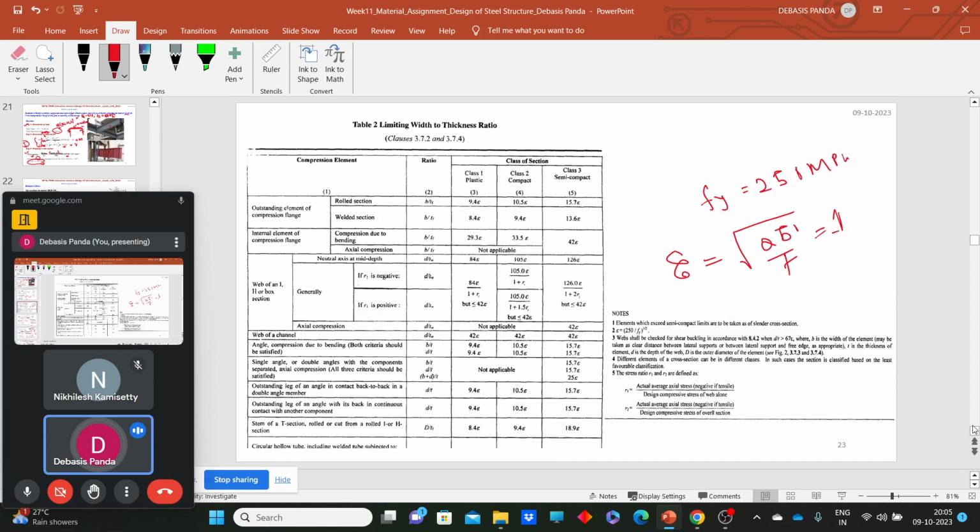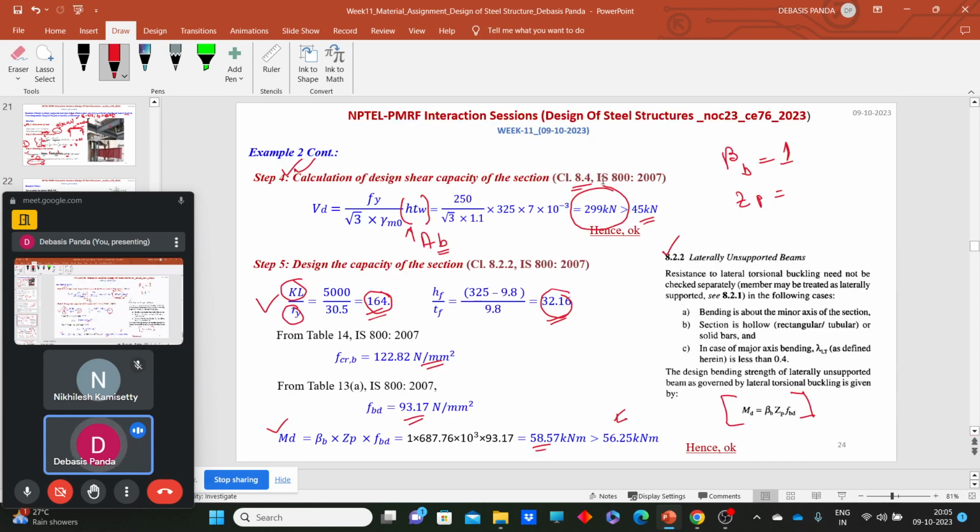So design shear capacity we can check using clause 8.4, and obviously your design shear capacity should be more than the factored shear force which is generated. Similarly we need to calculate the design bending capacity, and the design bending capacity should be more than the maximum factored bending moment. Now if these two checks pass for the section we have selected, then we can go to the next step. Otherwise we need to select a section with higher sectional modulus.